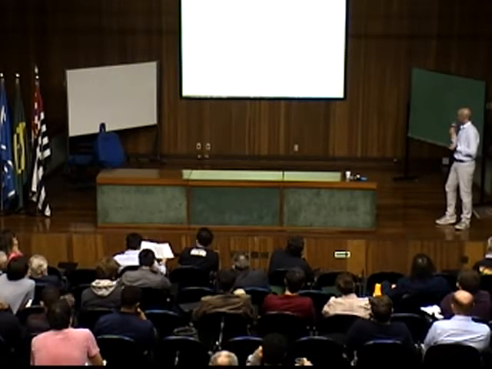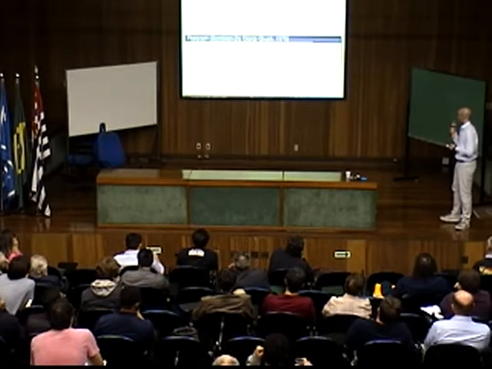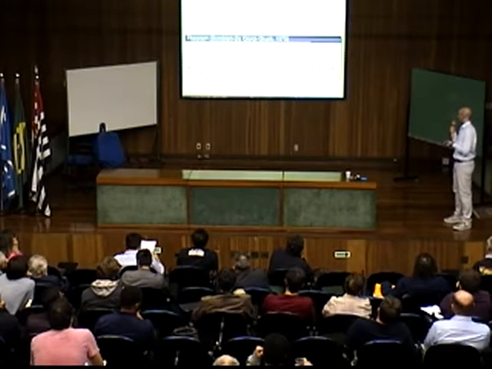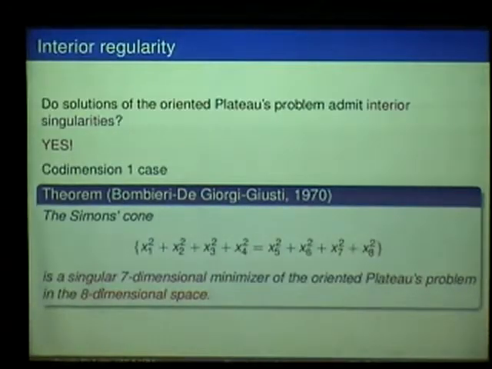Unfortunately, the solutions of the oriented Plateau problem admit interior singularities. In the codimension one case, the first singularity that you encounter is for 7-dimensional surfaces in 8-dimensional space. A very famous example is the cone over S^3 times S^3 in R^8. It's called the Simon's cone, and it was proved in a famous paper by Bombieri, De Giorgi, and Giusti that this object is actually a solution of the oriented Plateau problem in 8-dimensional space. And it has a point singularity at the origin.